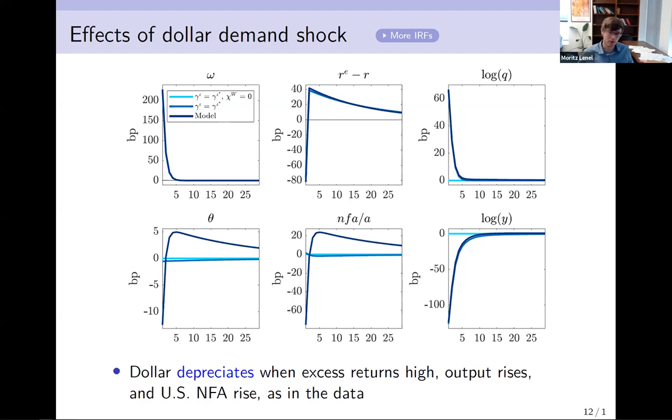So I think it's important. I think that makes sense. So I think it's important that the U.S. investors also feel this increase in the dollar demand. So I think that's fair. I completely agree with that point. So we need, I think, that the dollar demand shock also enters into the U.S. first order conditions. So let's still come back to this.